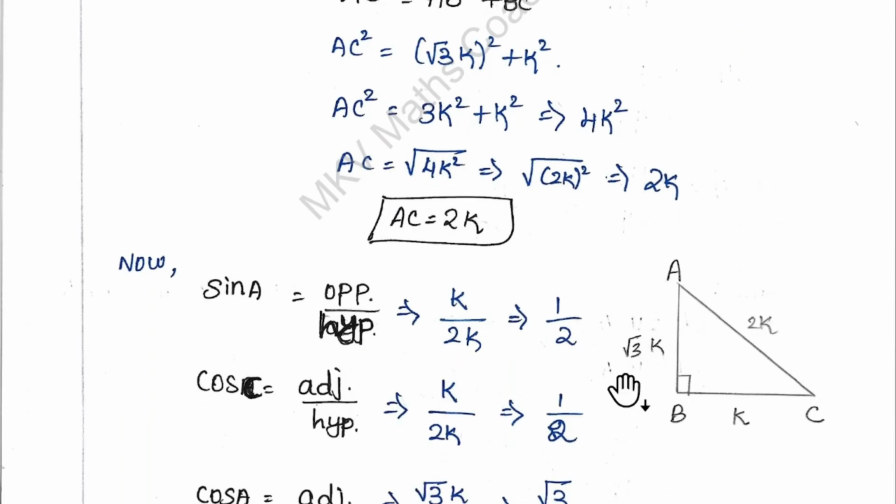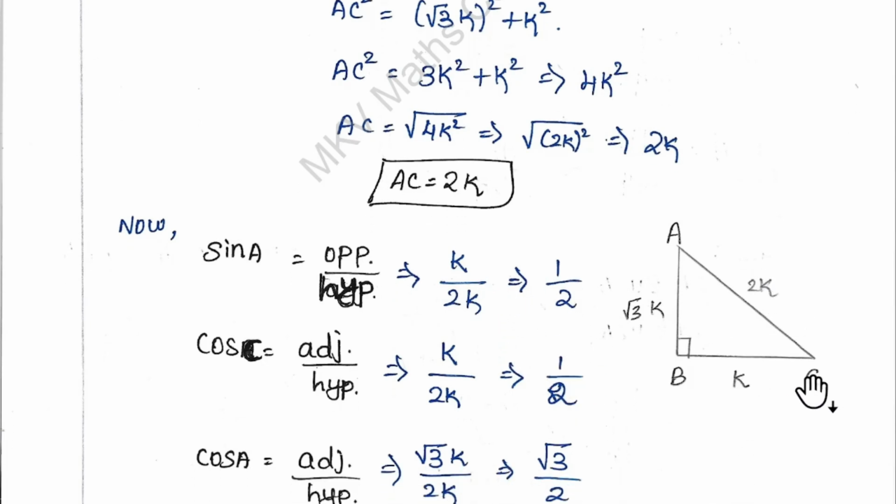Now I have all three sides values, right? So to find sin A, what is sin A? This is A, right? A is placed opposite side by hypotenuse. So k by 2k, which is 1 by 2. And next cos C, right? So for C it is theta. Adjacent by hypotenuse. C's adjacent will be k, hypotenuse will be 2k.